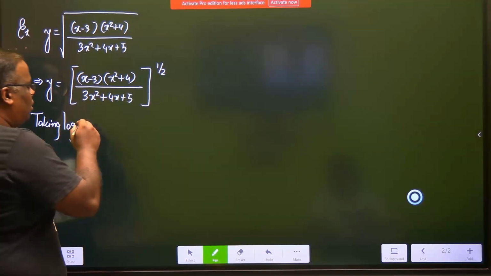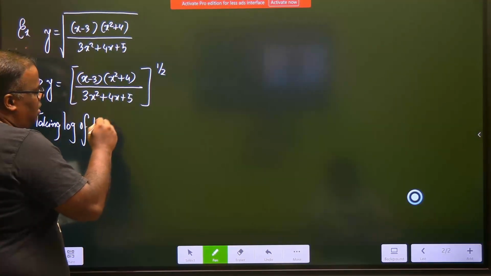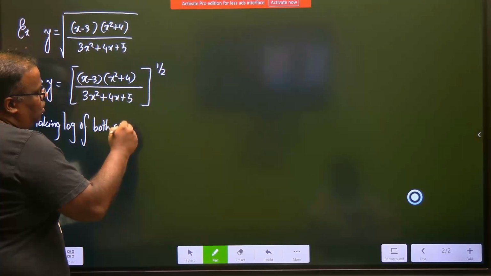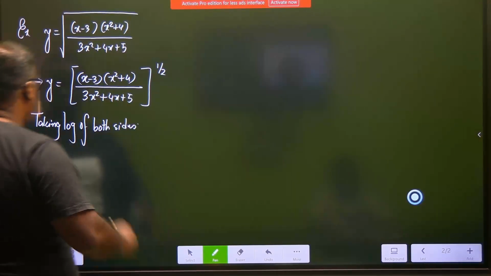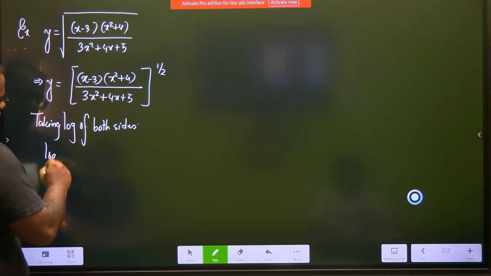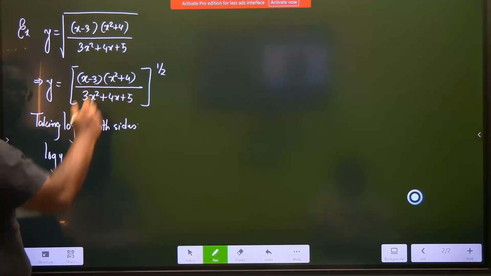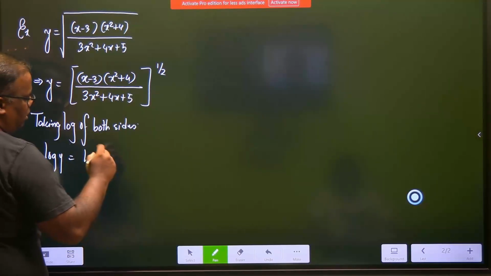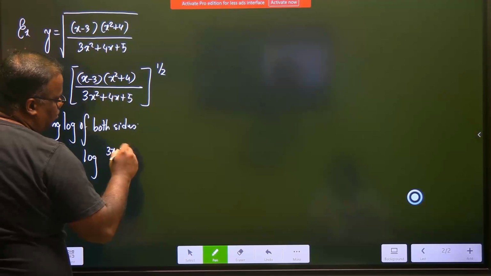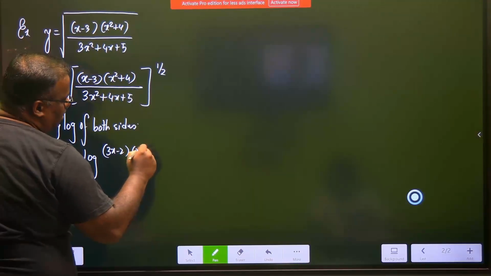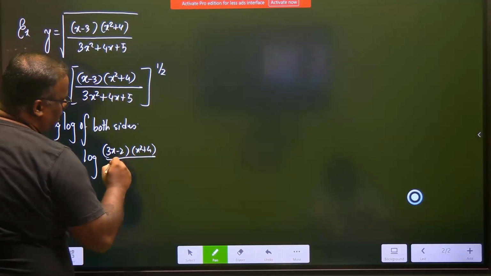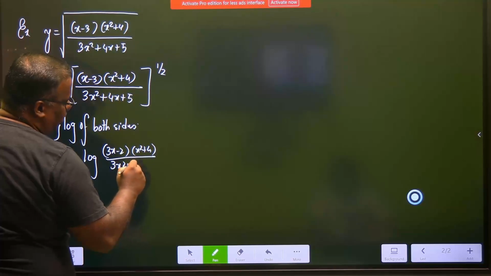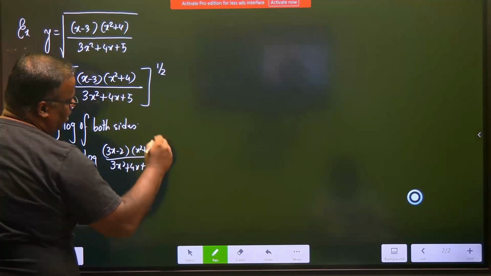So taking log of both sides. Let's take the log of both sides. Then what do we get? We get log of y is equal to log of this whole term, log of x minus 3, x squared plus 4, divided by 3x squared plus 4x plus 5, to the power half.